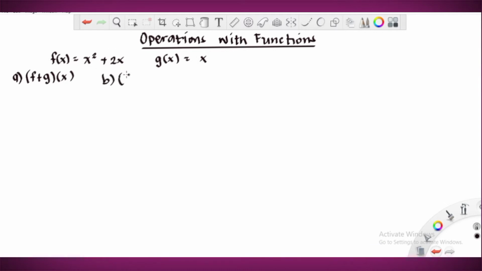Letter B, f minus g of x. Letter C, f times g of x. And the letter D, f divided by g of x. So we have in here the four different operations, and we are going to solve them with respect to the following functions. Let's start with letter A.